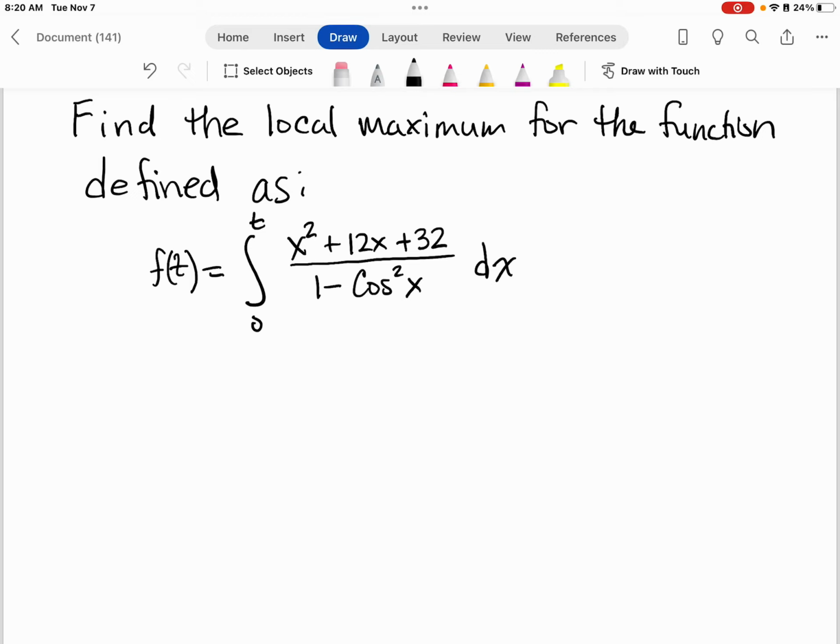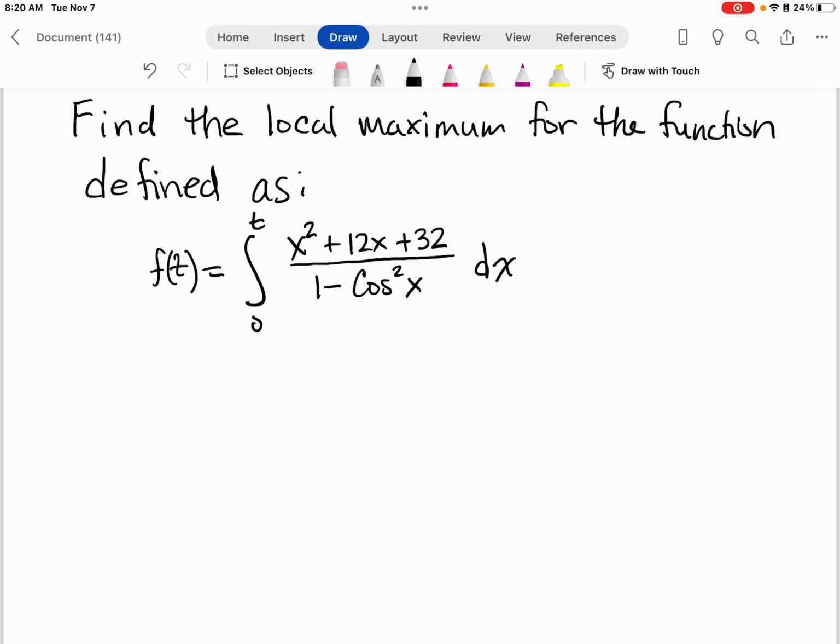In this example, we're going to find the local maximum for the function defined as the integral from 0 to t of (x squared plus 12x plus 32) all over (1 minus cosine squared) dx. So this is a little bit unusual from what we've seen so far in the class as far as a function that's been defined this way. We haven't seen this yet.